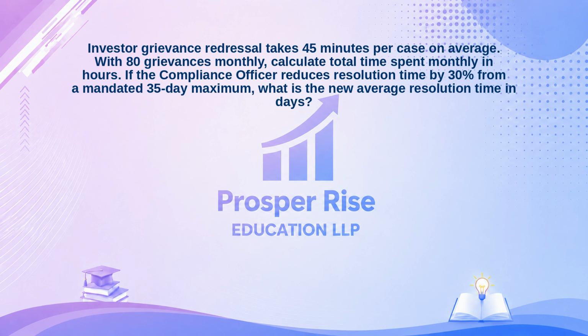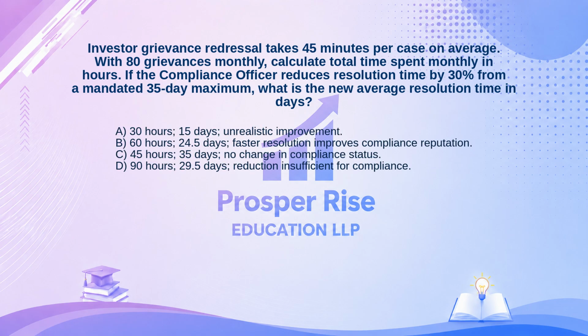If the compliance officer reduces resolution time by 30% from a mandated 35-day maximum, what is the new average resolution time in days? Here are your options. A. 30 hours, 15 days, unrealistic improvement. B. 60 hours, 24.5 days, faster resolution improves compliance reputation. C. 45 hours, 35 days, no change in compliance status.